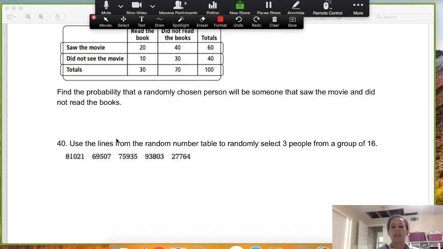Okay, use the lines from the random number table to randomly select 3 people from a group of 16. You have 3 people you're selecting. You have a group of 16 people, so possibly you could group these how? How would I group these? By 2, right? Because there's 16 choices. Because there's a group of 16, you're going to group by 2.